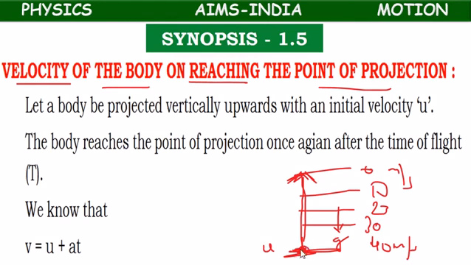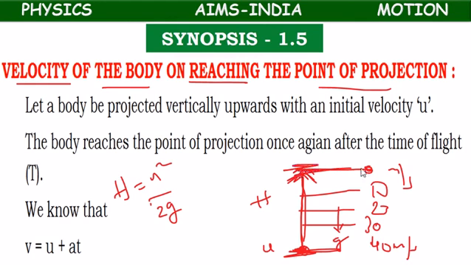This is the point of projection. From the point of projection, up to a certain height it will travel and its velocity will become zero. This height is called H max, maximum height. Yesterday only we calculated H max equal to u square by 2g. So up to a certain height it will travel due to gravitational pull. Velocity continuously decreases. Finally, it will become zero.